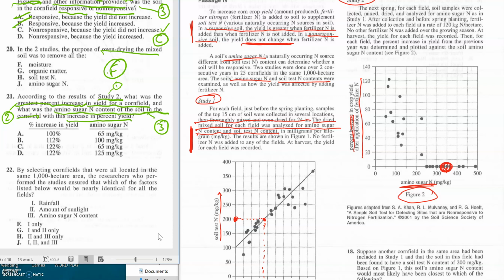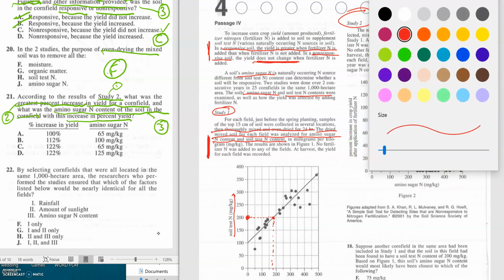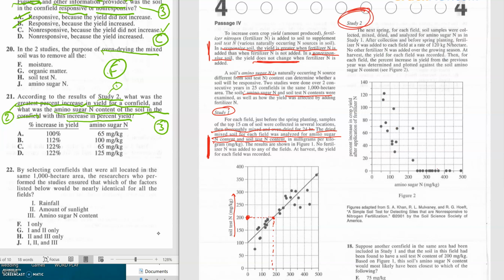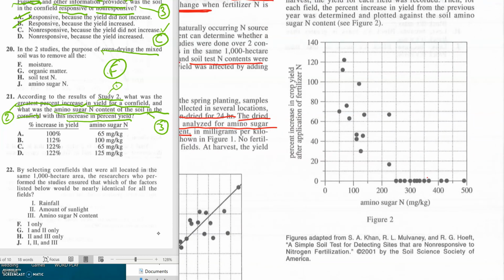All right, so we're going to do step 1, which is find study 2, and that's over here. And then we're going to look at the graph. And what's the greatest percent increase? Remember, we found the percent increase up here. So the greatest is going to be the one that's the highest, right? Because this is percent increase. So it's going to be this one here. It's going to be at 120 because it's the highest one. So that's step 2. Hang on, we did step 1. We've done step 2. We found the greatest percent increase. And then it just asks us the amino sugar N content of the soil in the cornfield at that value.